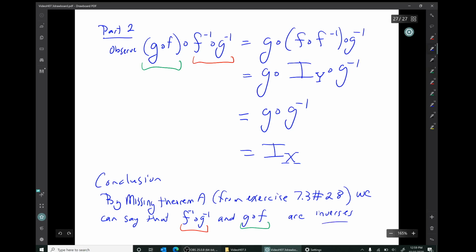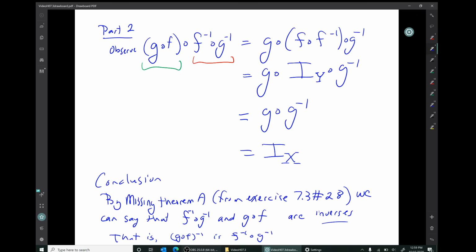Well, we already have a symbol for the inverse of G circle F. It's this. The inverse of G circle F is denoted by this symbol. So we've just found that the inverse of G circle F is this thing, F inverse circle G inverse.